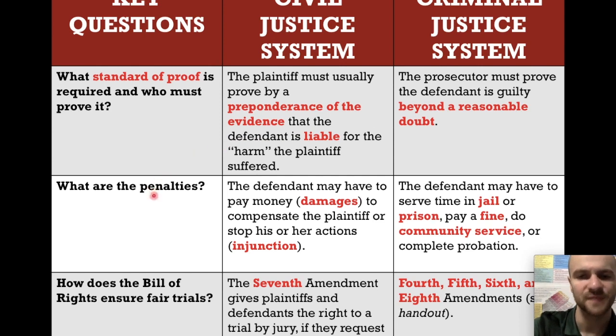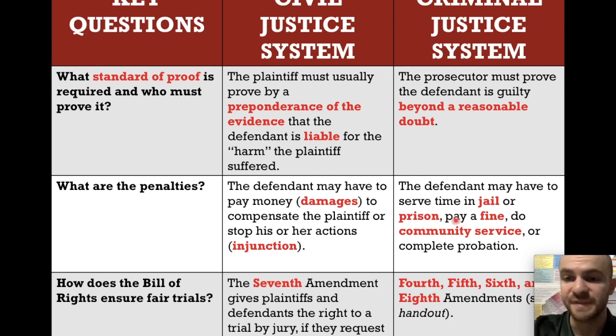What are the penalties in both systems? Let's start out with criminal. In the criminal justice system, the defendant may have to serve time in jail or prison. Prison is controlled by the state or the federal government, whereas jails are usually controlled by the localities, or cities, counties. Jails usually serve as temporary holding cells prior to trial, whereas prisons are a little more permanent. Usually people that are in prison are there for over 1 year.